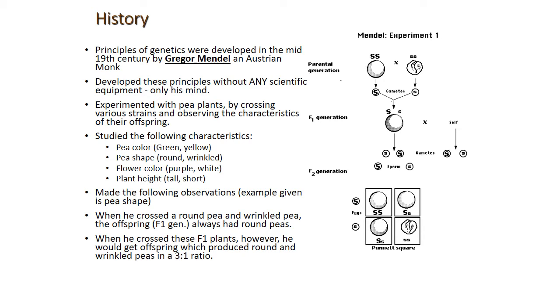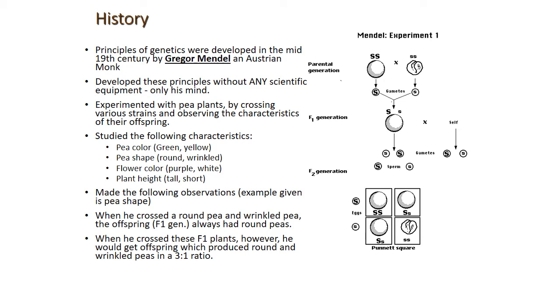And they have characteristics that are really easily observable. Using these traits and what he saw, he developed these principles, and this is why he's called the father of genetics. The traits that he studied were these 7 traits: pea color, which was either green or yellow; pod color, which was green or yellow; pea shape, round or wrinkled; pod shape, whether it was inflated or wrinkled; flower color, which was purple or white; and plant height, which was tall or short.